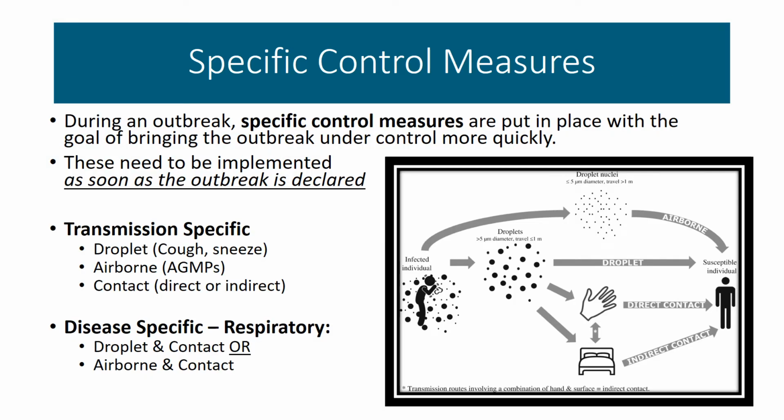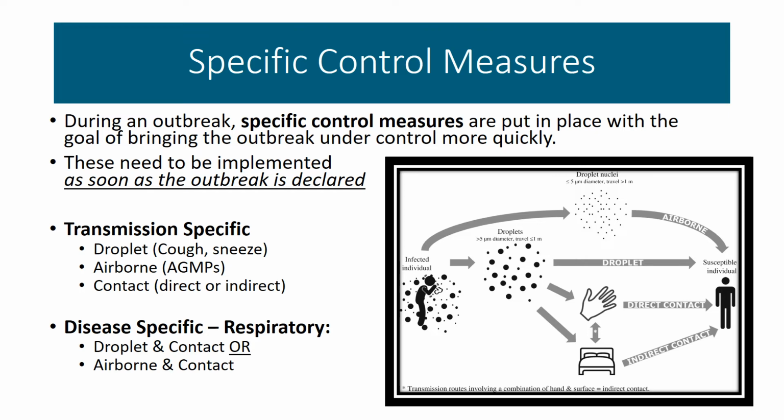Specific control measures. During an outbreak, specific control measures are put into place with the goal of bringing the outbreak under control quickly. We talked about PPE, signage, and all those IPAC control measures. These all need to be implemented as soon as the outbreak has been declared. When it is a respiratory infectious agent or outbreak, the transmission-specific control measures will reflect the ways in which the infectious agents can be spread.